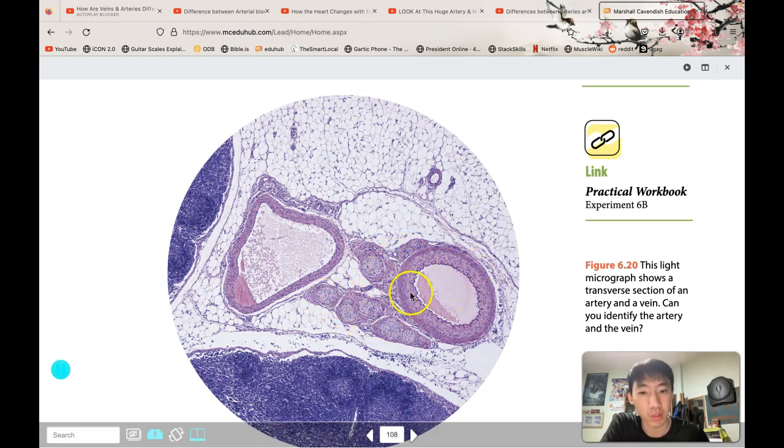Let's talk about the artery here. As you can see, the shape looks quite regular, right? You can see that the size of the muscular wall is very thick. So a thick, elastic, muscular wall. Whereas if you compare to the vein, it's a thinner, less muscular, and less elastic wall. However, in general, the lumen is slightly wider.